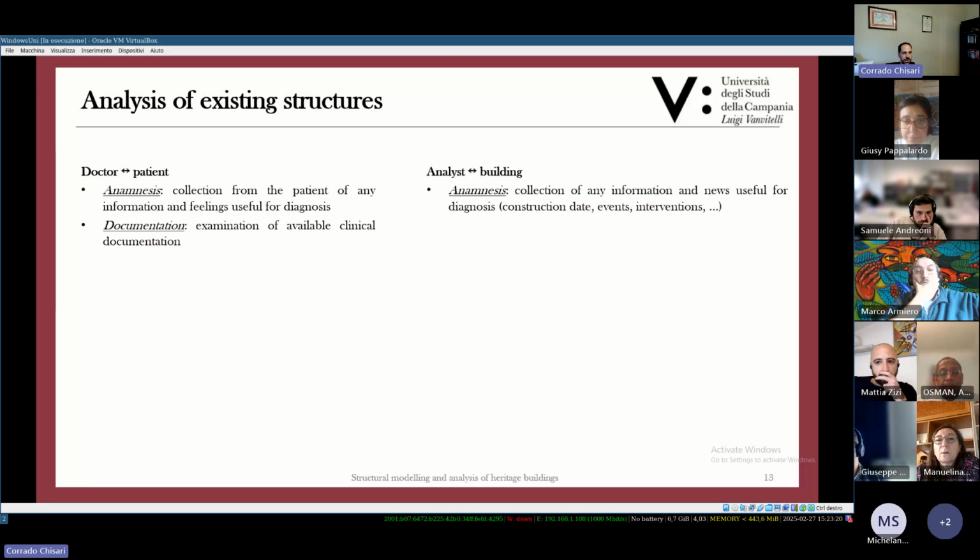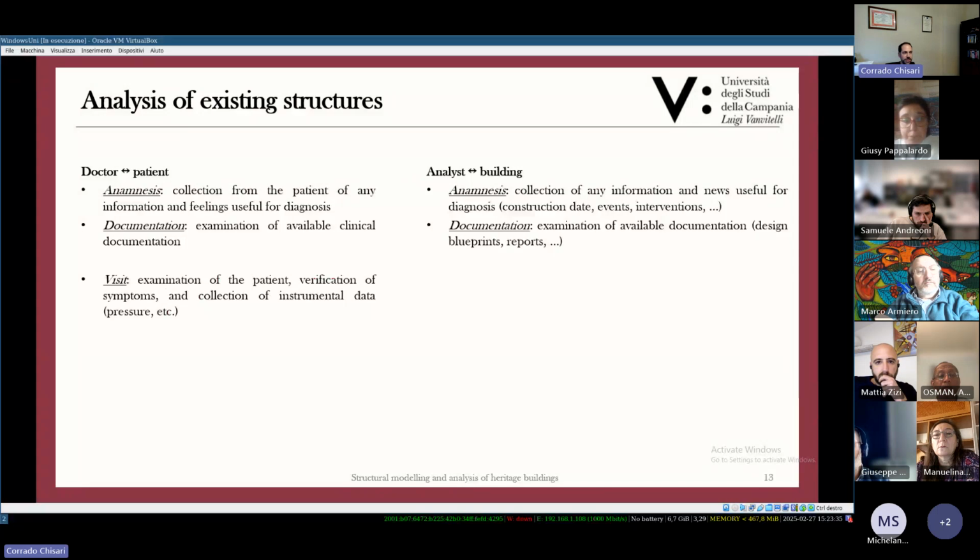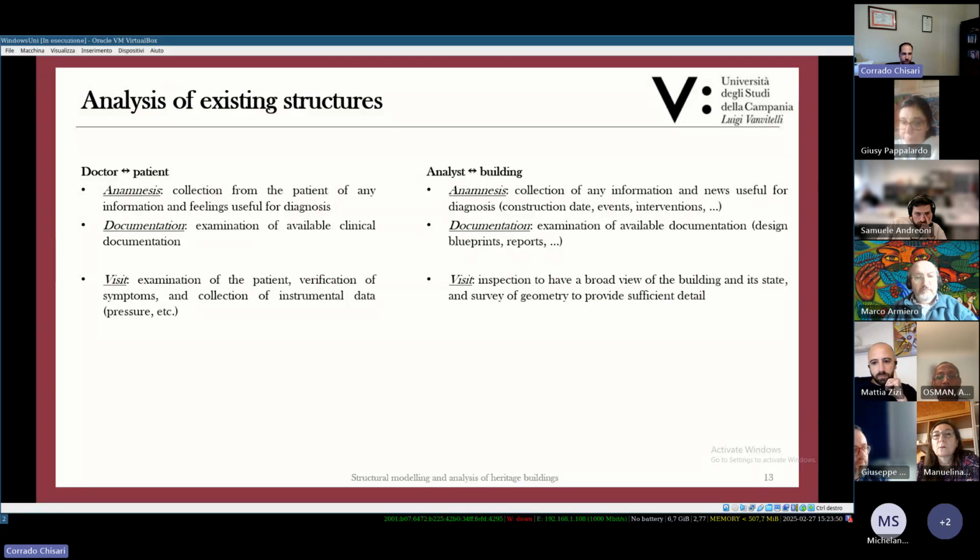We have a phase of documentation when the doctor examines clinical documentation, and we have the same for the building. We need to examine available documentation, design blueprints, previous reports. We have a phase of visit. In the case of doctor-patient relationship, we've got a phase of visit, and for the building, we inspect it. We need to have a broader view on the building, its state, and we need to perform a survey of geometry to provide sufficient detail.